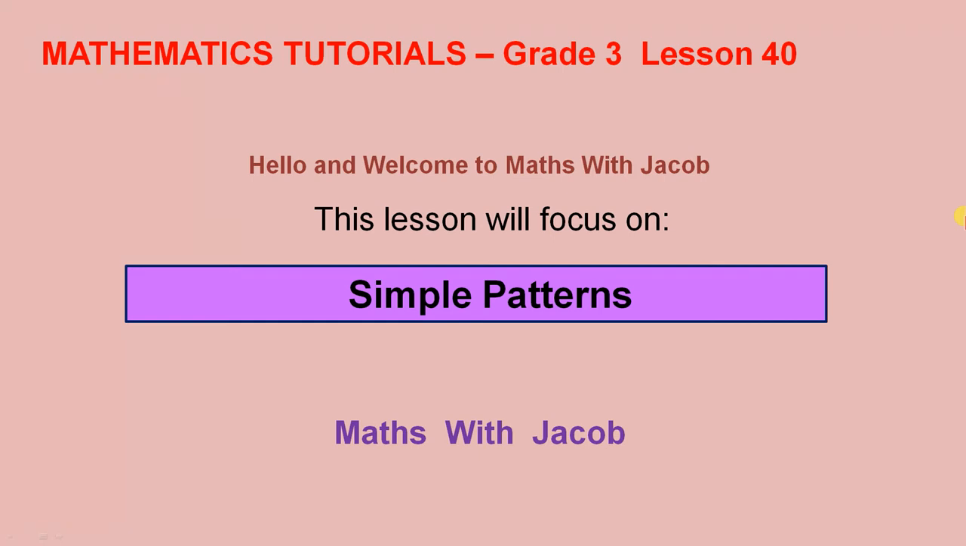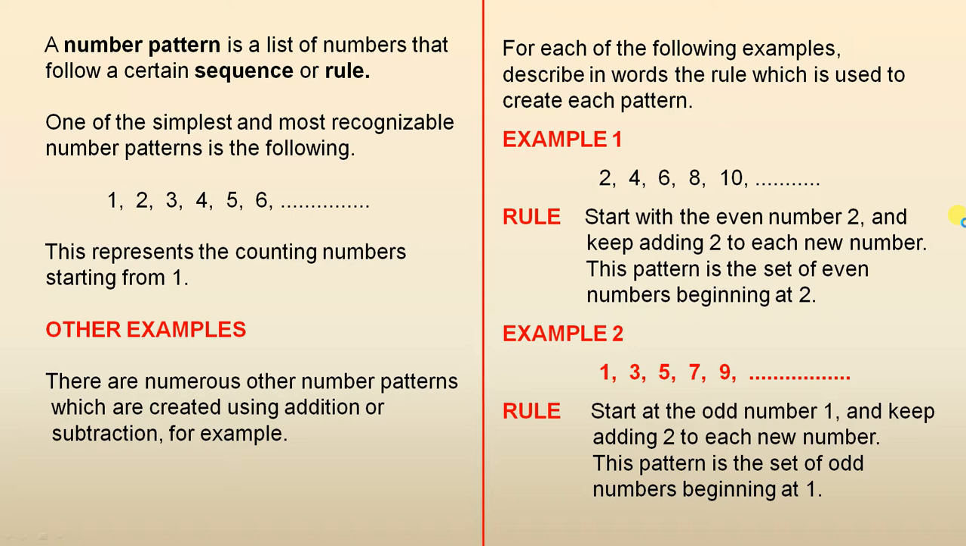This lesson will focus on simple patterns. A number pattern is a list of numbers that follow a certain sequence or rule. One of the simplest and most recognizable number patterns is the following: 1, 2, 3, 4, 5, 6, etc. This represents the counting numbers starting from 1.